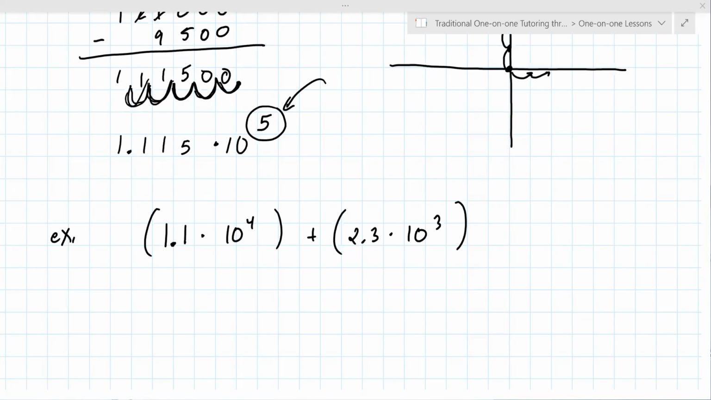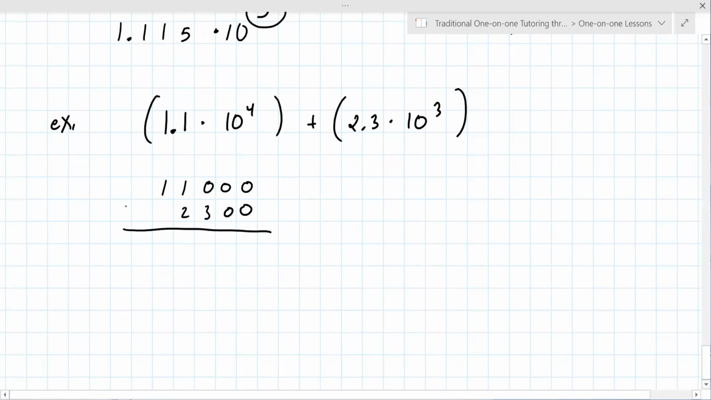Okay, I think I got my final answer. Okay, so let me write out each of these. Okay, so when I add them up here, you get 13300. So your final answer should be 1.33 times 10 to the fourth. Yeah, I got it. Great.